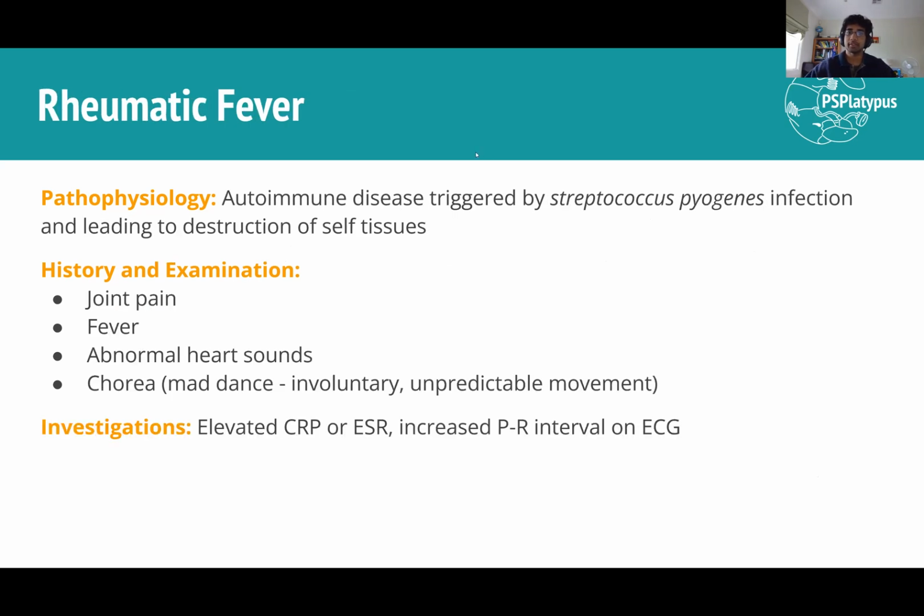Okay, rheumatic fever. This one isn't too common, but they do like throwing it in because it's important for public health. It is much more prevalent in Indigenous communities. The overall progression of the disease is that you get a Strep pyogenes infection. You have a normal immune response to that, but the antibodies produced for Strep pyogenes then go on and cross-react with tissues in the heart and other places in the body. Then we end up with things like joint pain, fever, weird heart sounds, and chorea.